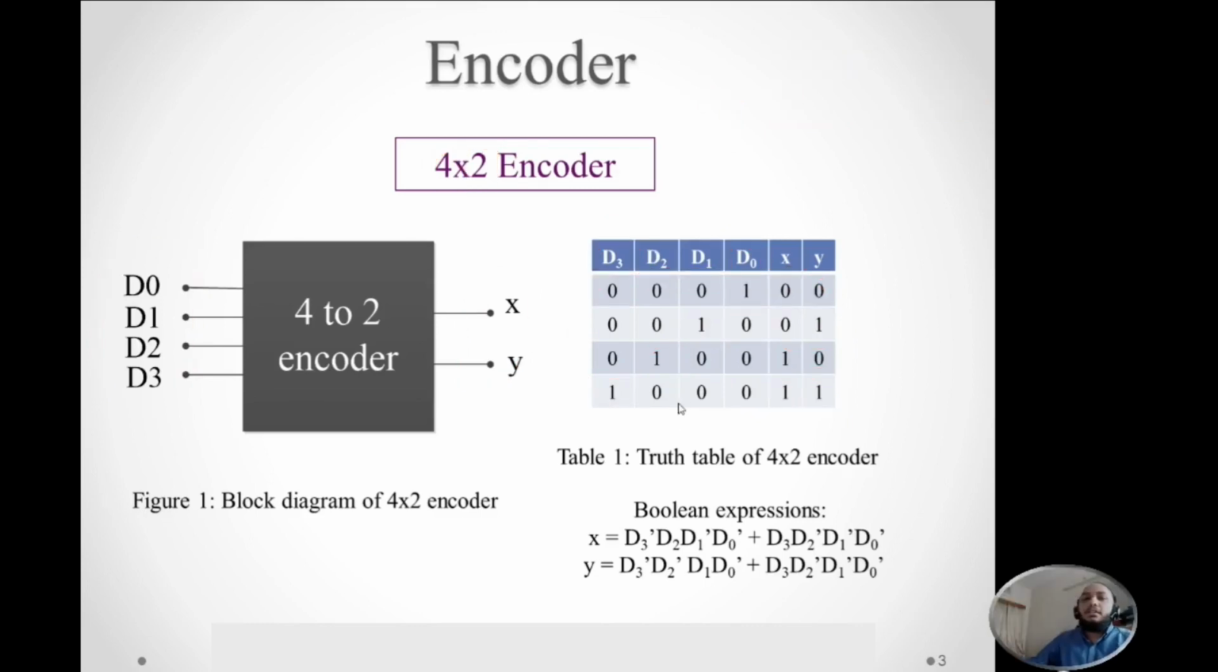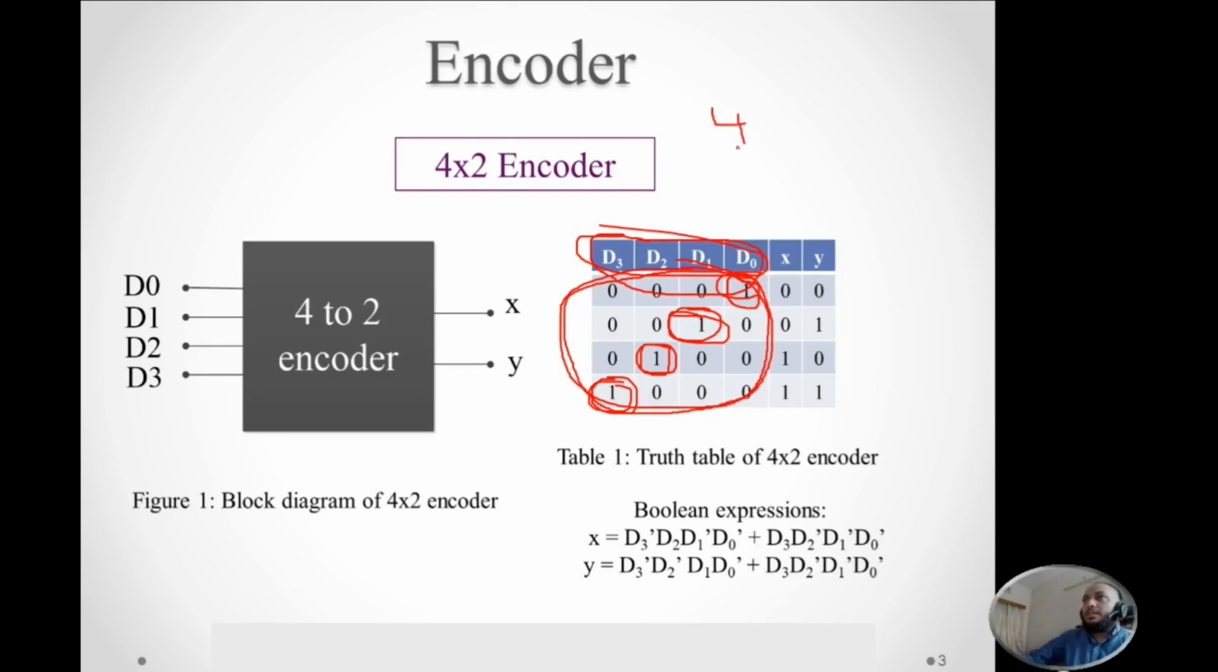So we see that when there are 4 input lines we get only 4 patterns, because we are considering that only one input can be present at a time. That means only 4 patterns are possible if the number of input lines is 4. And we know that we can make 4 patterns using only 2 bits, like 0 0, 0 1, 1 0, 1 1. That's why we only need 2 bits at the output to make 4 patterns.